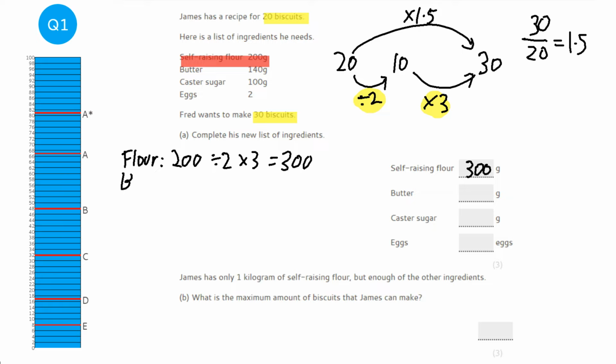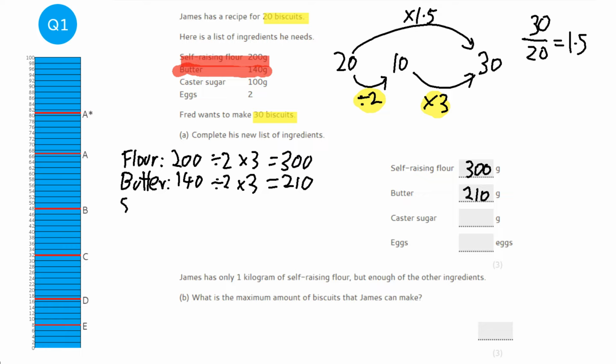So let's do the butter next. Okay, so let's have a look at the butter. This is 140, so 140 divided by 2 times by 3. Now half of 140 is going to be 70, and then times by 3, well 3 times 7 is 21, so 3 times 70 is 210.